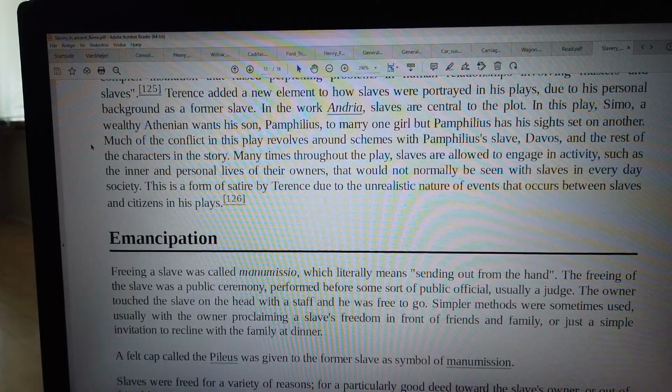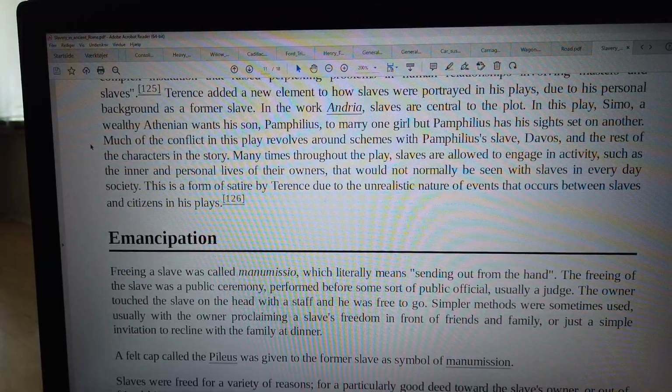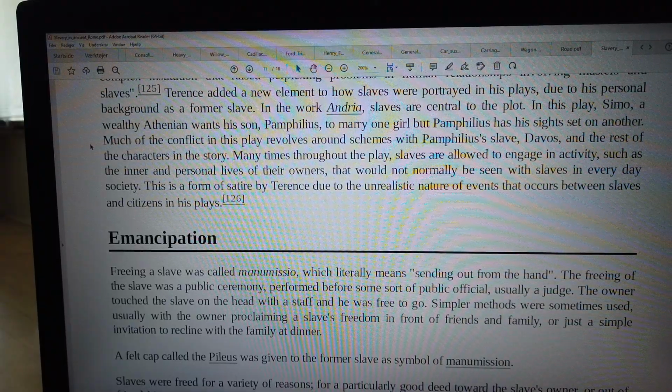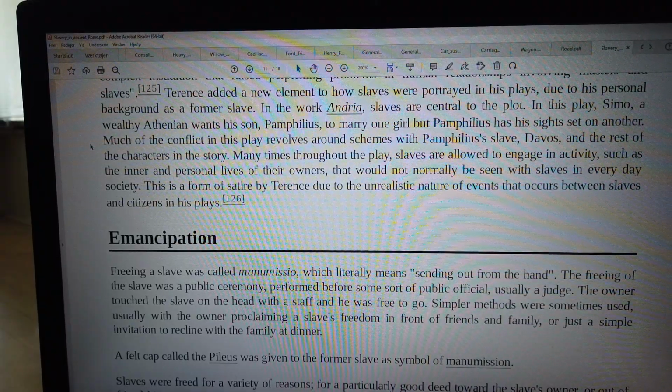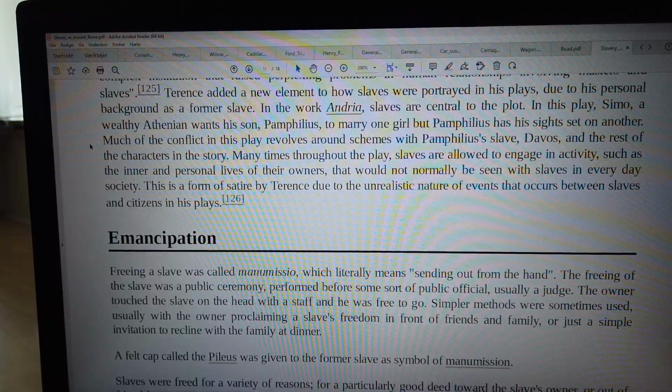Many times throughout the play, slaves are allowed to engage in activity, such as involvement in the inner and personal lives of their owners, that would not normally be seen with slaves in everyday society. This is a form of satire by Terence, due to the unrealistic nature of events that occur between slaves and citizens in his plays.